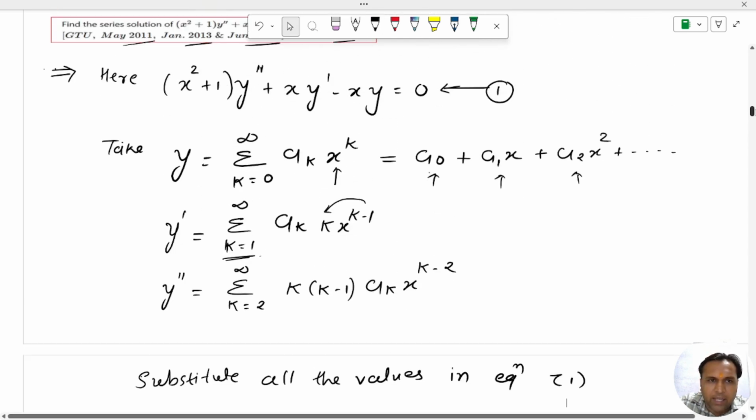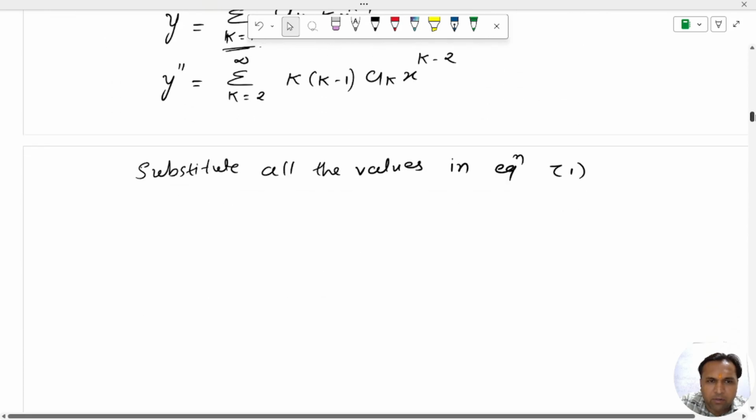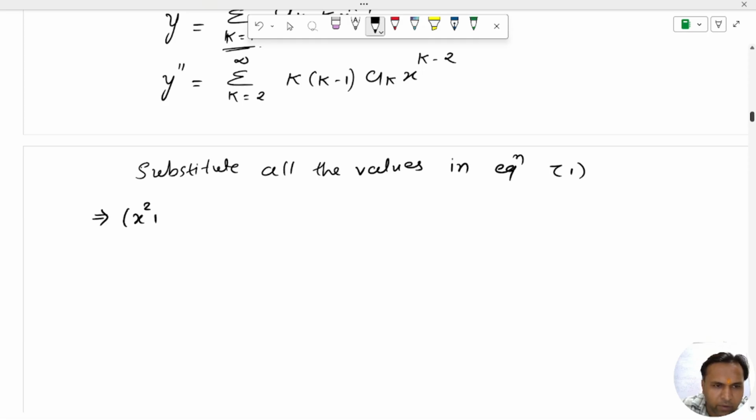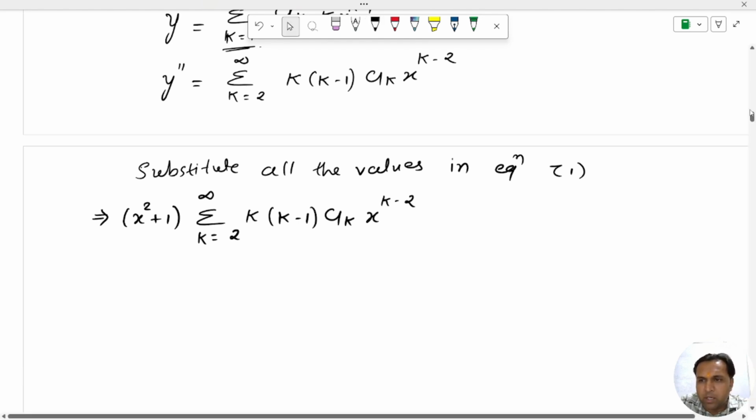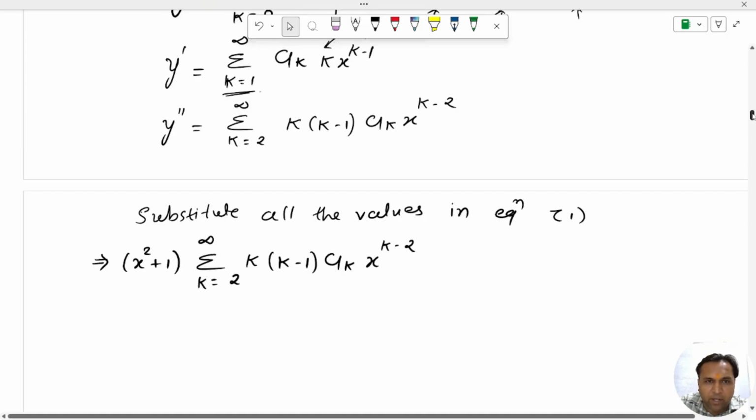My equation 1 is x square plus 1 times y double dash. So just note down here x square plus 1. What is my y double dash? That is summation k equal to 2 to infinity k into k minus 1 a k x raised to k minus 2. Just follow the steps, nothing else. It is too simple, but you have to simplify properly.